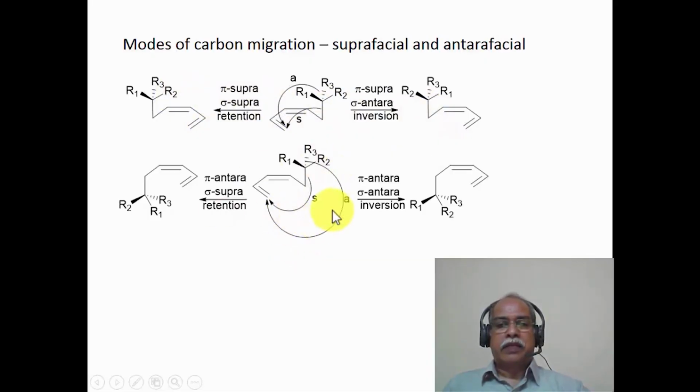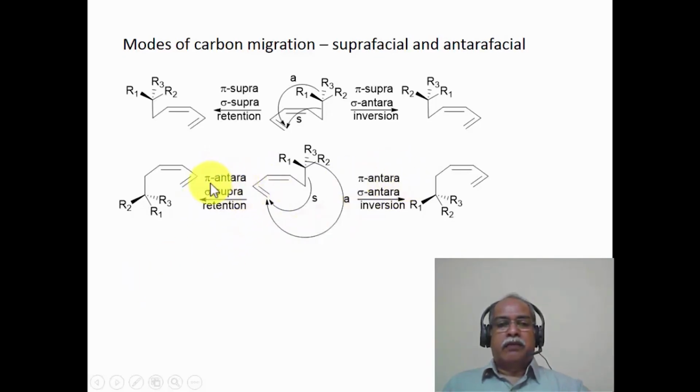Now let us take the bottom example. Similarly, one can have the migration taking place in an antarafacial manner with respect to the pi framework. This carbon-carbon bond is above the pi system. Now if it migrates to below the pi system, in other words underneath the pi system, then it would correspond to an antarafacial migration with respect to the pi system.